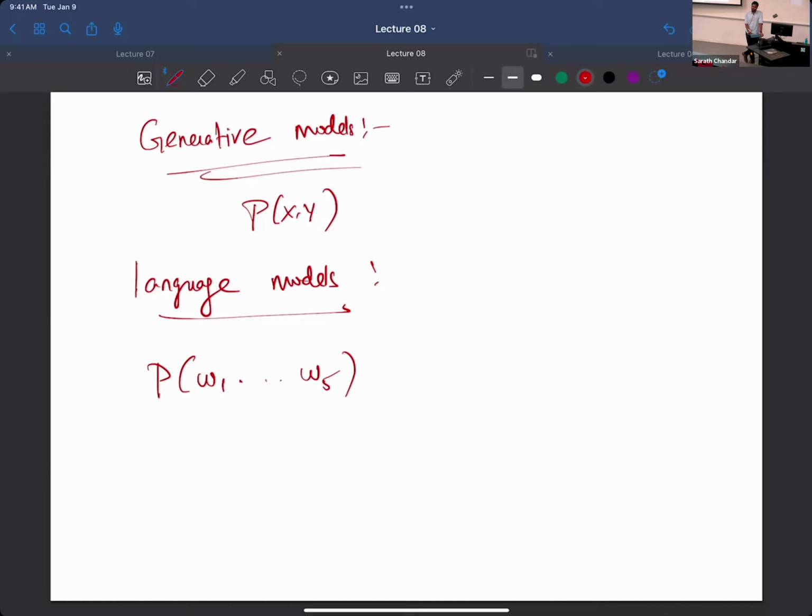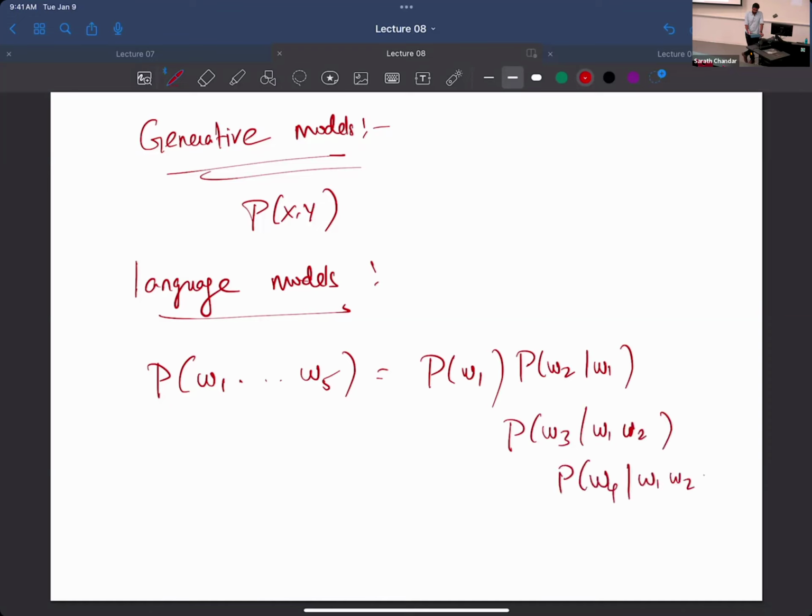Okay, now you can actually model this using the chain rule. So how? You can first model P of W1, then you can model P of W2 given W1, right? Then you can compute P of W3 given W1, W2, then P of W4 given W1, W2, W3, then P of W5 given W1 to W4, right? So in some sense, given a sequence of words, you are trying to predict the next word.